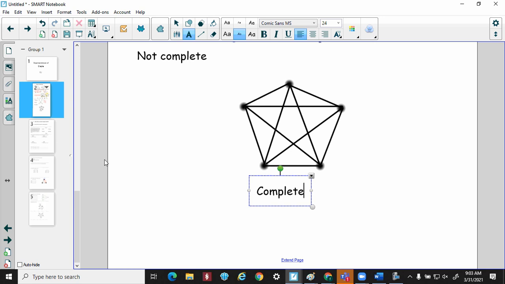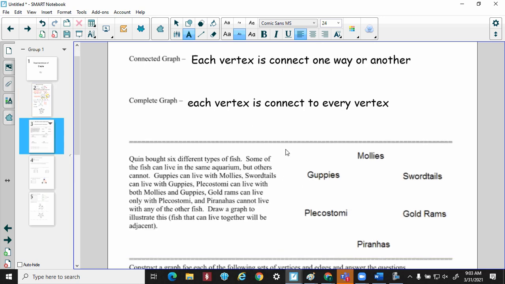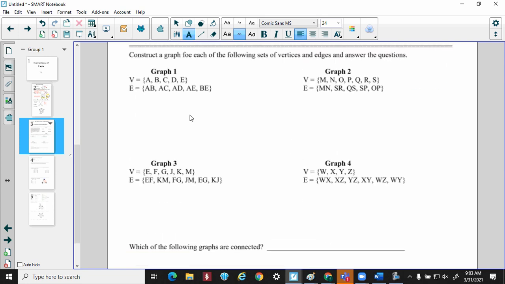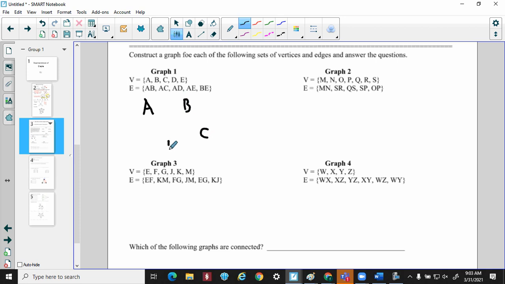All right? So going back to our worksheet here, we're going to go ahead and skip down to graph number 1, 2, 3, and 4. All right? So very simply, we're just going to graph these things because I really want to do the whole graph complete versus connected. All right? So A, B, C, D, and E. So A, remember, when you're creating everything, kind of create everything in a circular pattern. All right, so I'm going to connect A to B, connect A to C, connect A to D, connect E to B, and then lastly B to E.